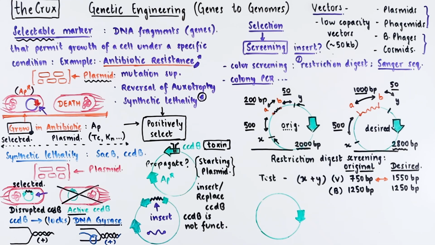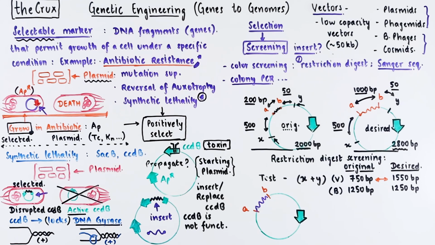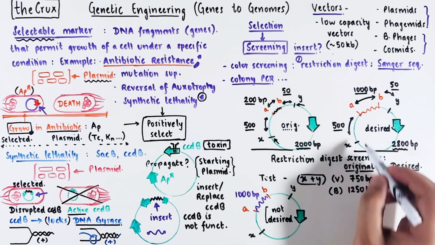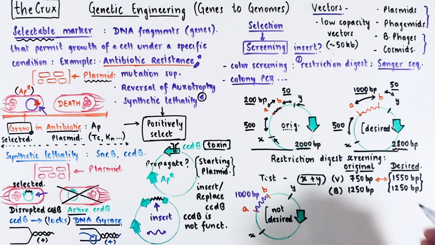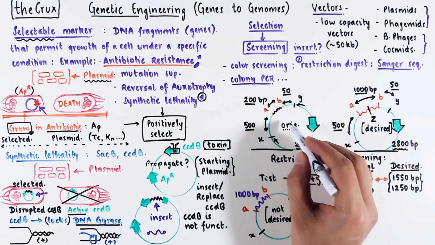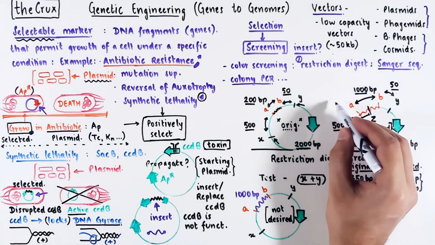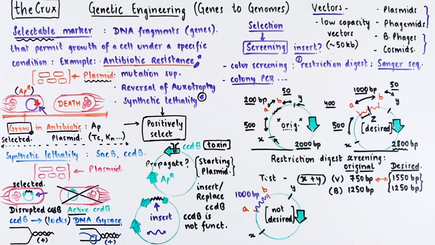This is great, but what if there was a possibility that the insert you expect is not actually present, but a different 1000 base insert somehow got in? The X and Y digest does not differentiate the not desired plasmid from the desired plasmid. Both have 1000 bases, so the outcome of X and Y will be identical. The simplest way to screen this difference is to select a site which is present in your DNA, which hopefully is not present in the original plasmid. Let's say you found Z, which is expected to be around 400 bases away from A.